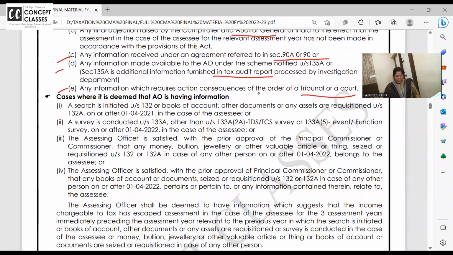Cases where it is deemed that the AO has information, there is no need to go for 148A procedures, no need at all. It is deemed that income has escaped assessment when books of accounts and others are requisitioned, that is, there has been a raid on the SSE, or a survey of the SSE other than a TDS/TCS survey. And also where there is a raid or survey of another person, but lots of assets are seized for the SSE, or lots of information and books of accounts are recovered for the SSE. Are the 4 cases clear?